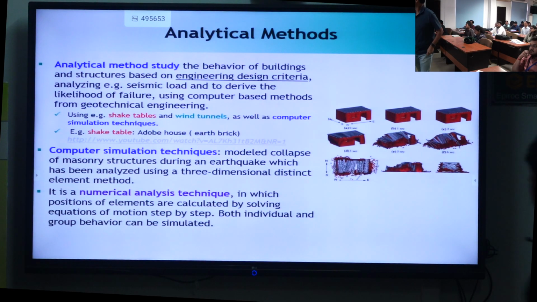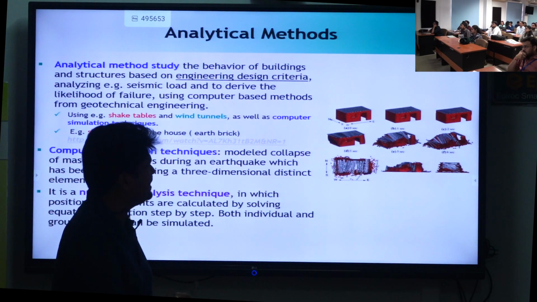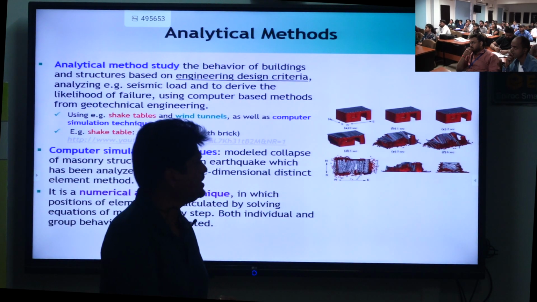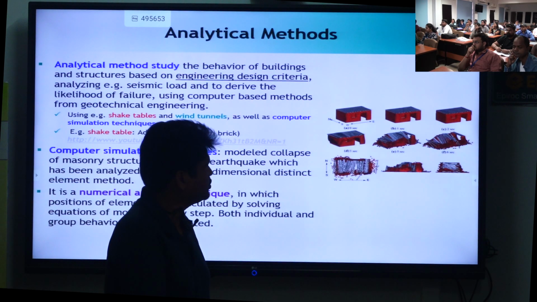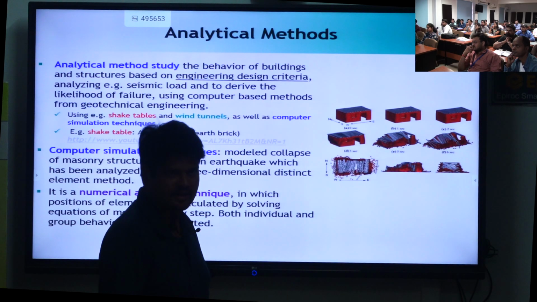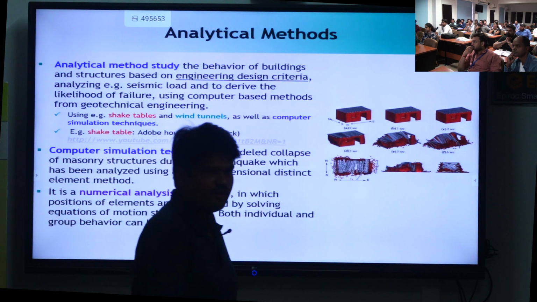Analytical method. One example here I put is the behavior of buildings and structures based on engineering design criteria, like seismic load, to derive the likelihood of failure using computer-based methods from geotechnical engineering. For example, shake tables, wind tunnels, as well as computer simulation techniques. As I said, finite element analysis. Okay. See, here is one good example.